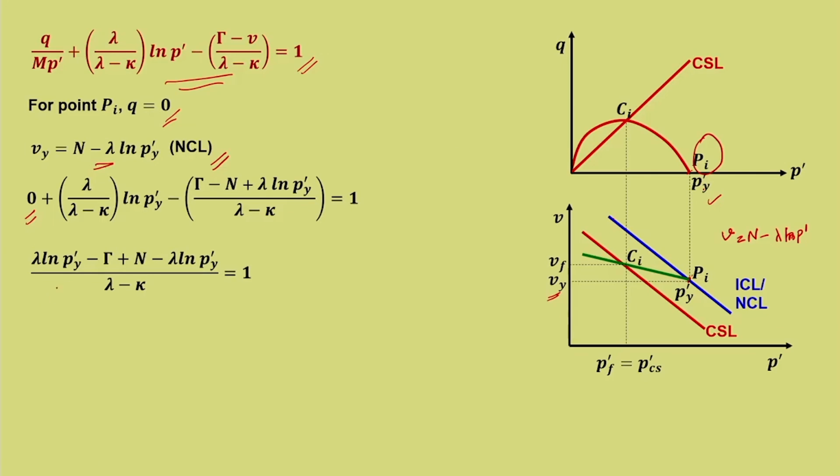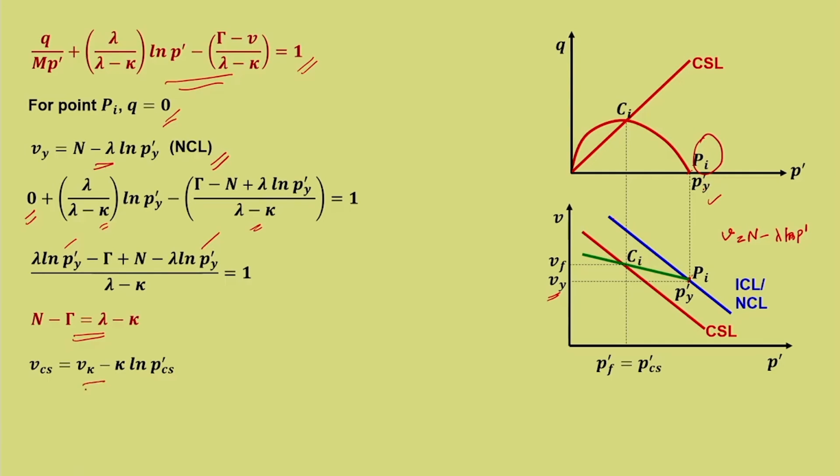Now, rearranging, since the denominators are the same, we can write lambda ln p dash y minus gamma plus n minus lambda ln p dash y. Now, this and this go away. What can we write? We can write n minus gamma is equal to lambda minus kappa. So, this relationship comes from here.